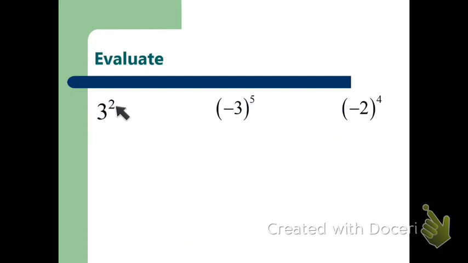So I got a question. Zach, quiet. 3 squared. All right. So 3 squared means 3 times 3. So 9. Okay, that was easy. And then -3 to the 5th would mean -3 times -3 times -3 times -3.